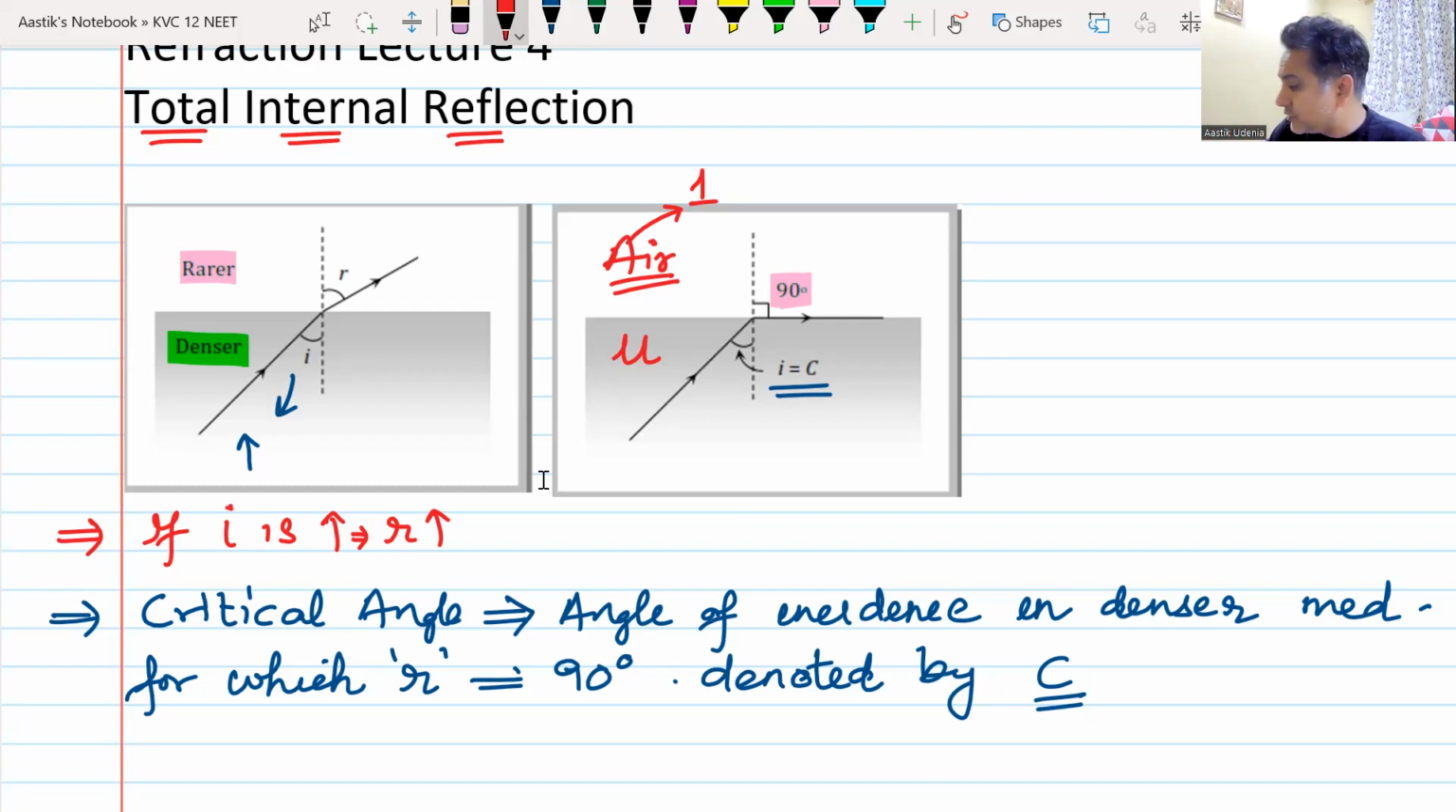How can I find it out? I'll give you 1 minute to think about it. At critical angle, the refractive index of the medium is mu and the refractive index of air is 1. Angle of refraction is 90 degrees. Angle of incidence is the critical angle. Can you find out the value of the critical angle from here? One minute, think about it.